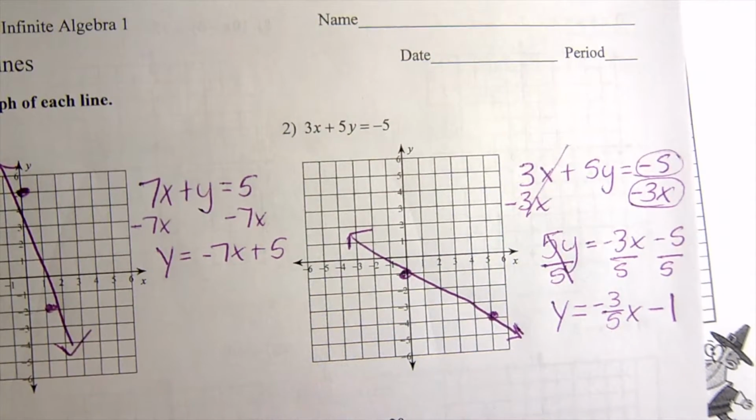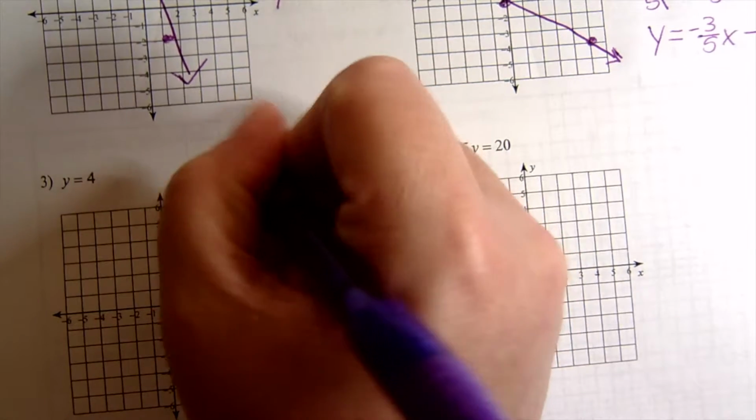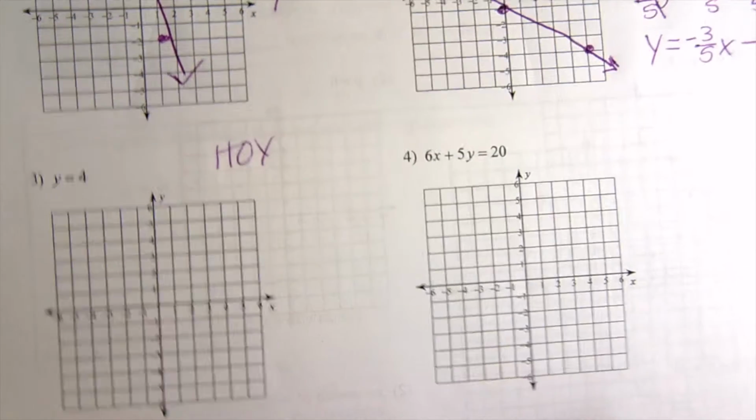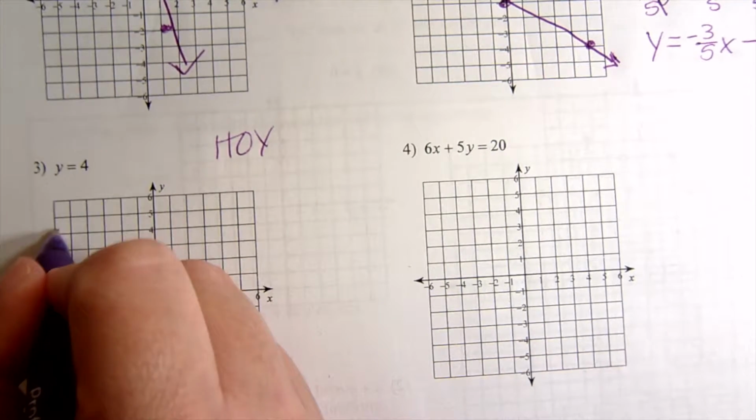Number 3. What kind of graph is number 3? Horizontal. It does not have an x. It is horizontal. Where does it cross? y equals 4.